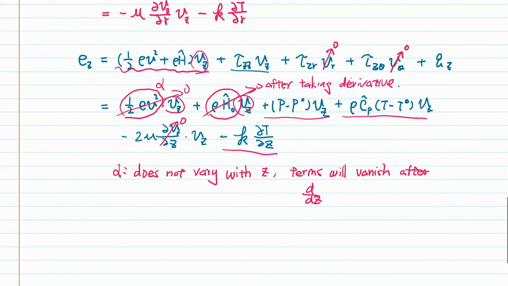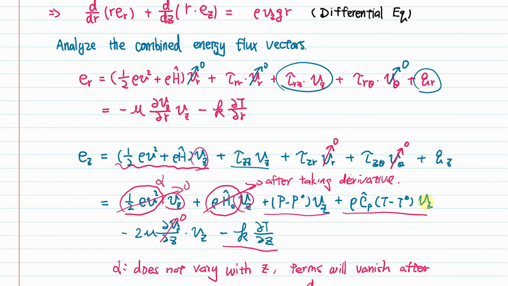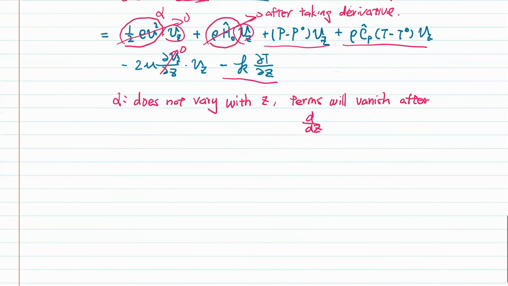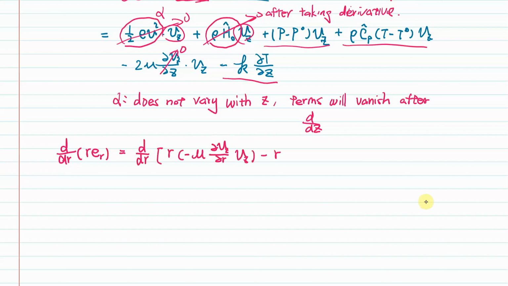What do we have now? Right, so our differential equation is up here. And let's plug all these terms back into the differential equation, right? So if we do that, we see that d/dr of r times e_r equals d/dr of r times negative mu partial VZ partial R times VZ, minus r times the thermal conductivity partial T partial R.